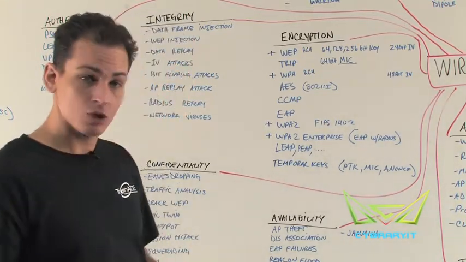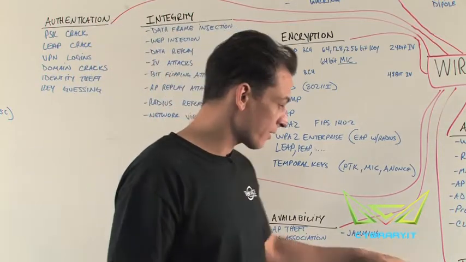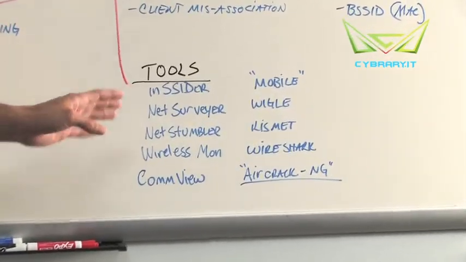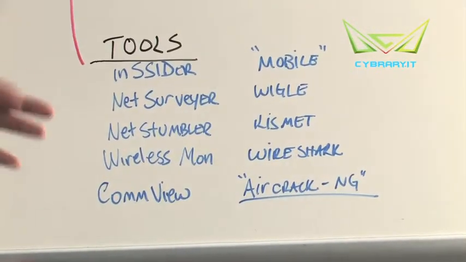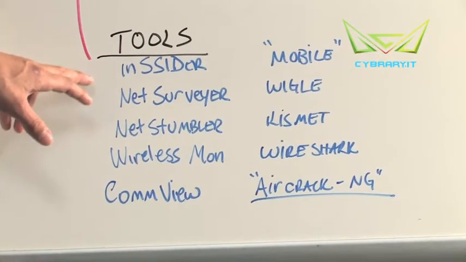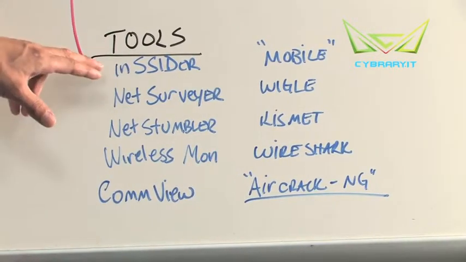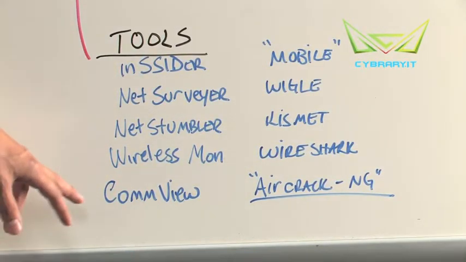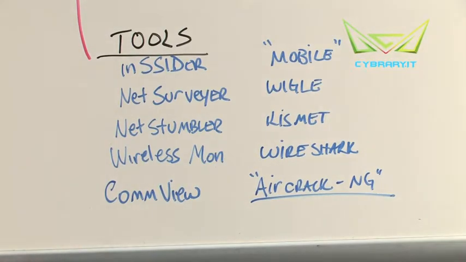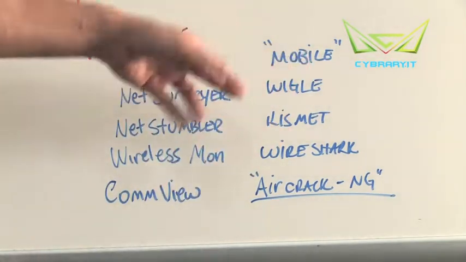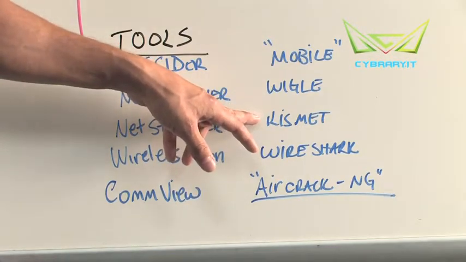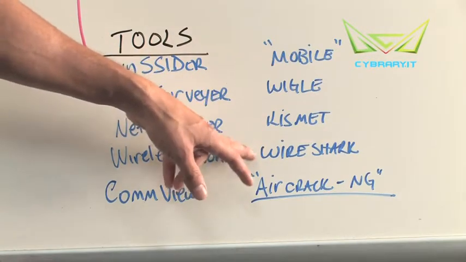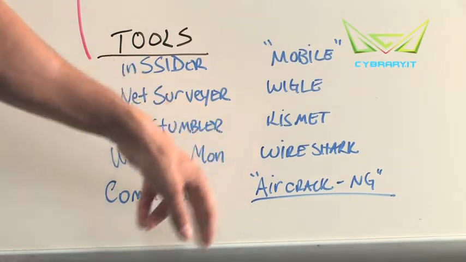Before we get into some of the specific style attacks, I want to go down here to some of the popular tools. There's no shortage of tools here in the wireless section. Again, this could take months and months to really master this content, but you do have some common tools that I want to highlight. Tools like inSSIDer or Net Surveyor or NetStumbler or Wireless Monitor, or even commercial tools like CommView, or even websites like Wigle, or even something like Kismet, which is a great Kali or BackTrack scanner, or Wireshark, which we talked about in the sniffing modules.